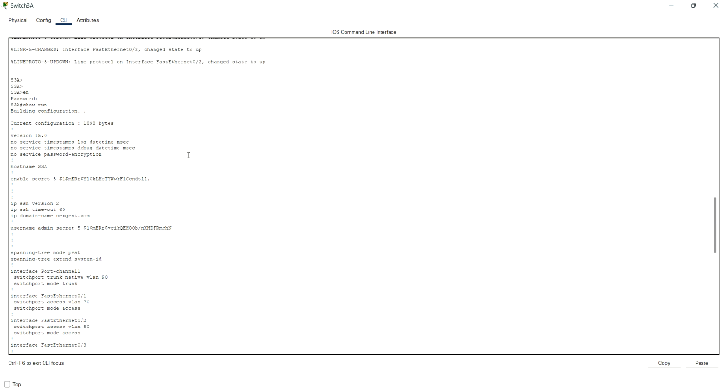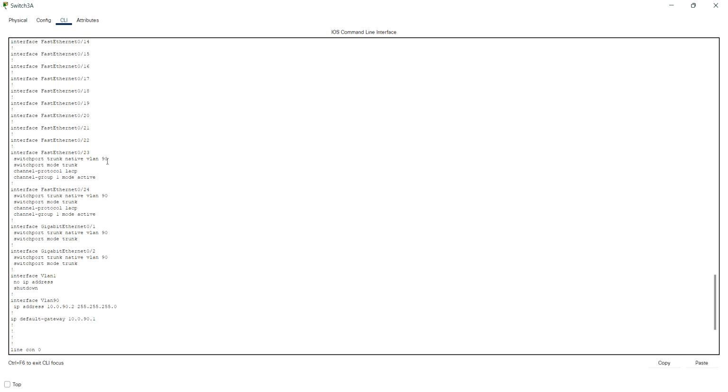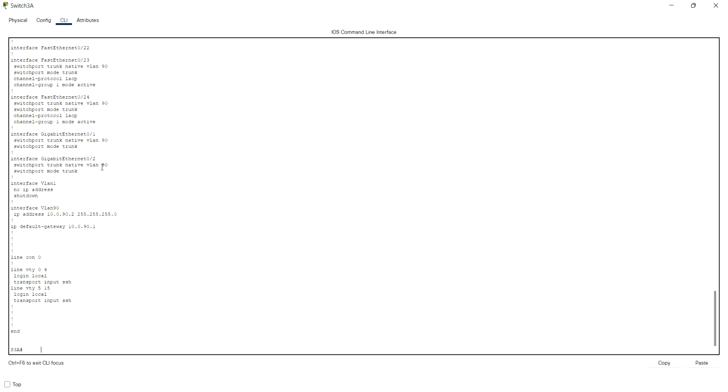We gave it an enable secret, and we made the trunk ports gig0/1-2, FA0/23-24, VLAN 90 native. Now, you can see all of that here. And of course, we put an IP address on that VLAN 90. And we did the same thing essentially for the other 2 switches.